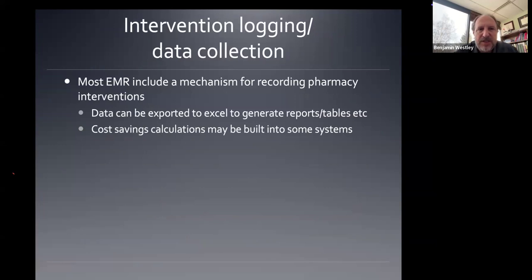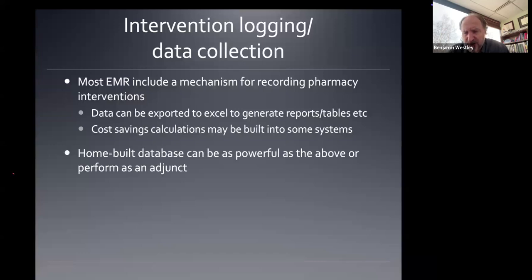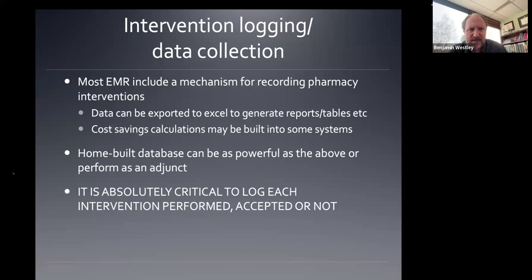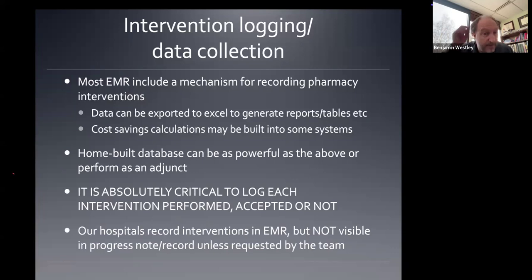Okay. So most EMRs include some type of mechanism for recording pharmacy interventions, some systems called iVent or others internally so that everybody can keep track of this. Some systems will even calculate cost avoidance and other issues within the system. So we typically do that. If you don't have something like that, you can build an Excel spreadsheet and it can be quite powerful. We've published several studies out of our Excel spreadsheets in the past. But it's really critical to log each intervention because you can't really trend and track your activities and know what's going on and to know whether they're accepted or not.